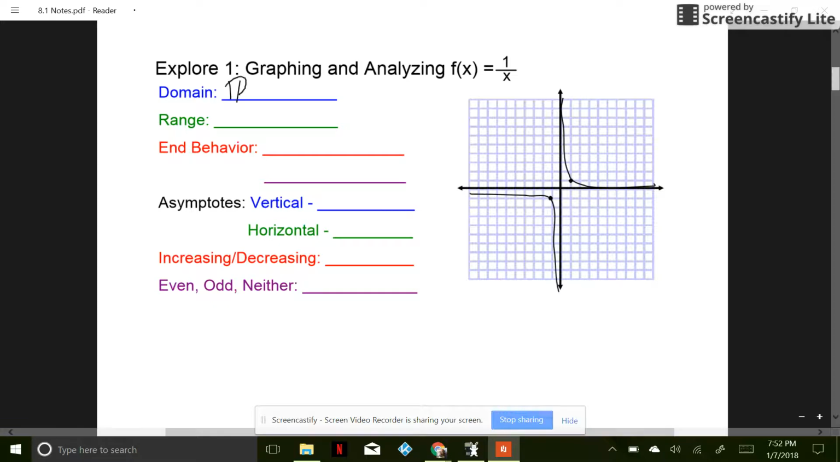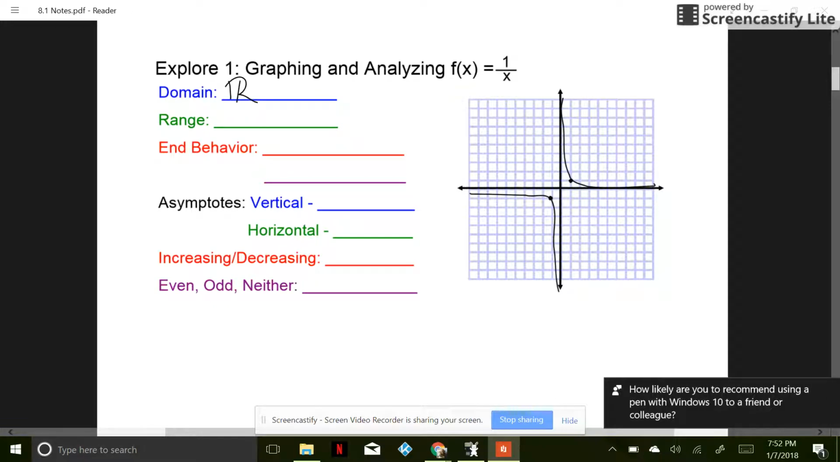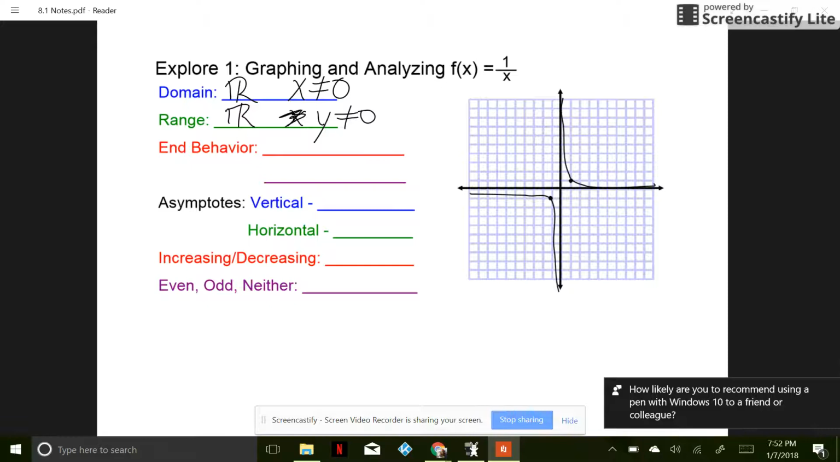So in this case, you'll notice that the error was at 0. And so what this is telling us is that for the domain, x cannot be equal to 0. That's why we had an error. Same thing is true for the y. Range: y cannot be equal to 0. You'll notice that we have what are called asymptotes. An asymptote is a line that your function is always heading towards, but it never actually gets there.